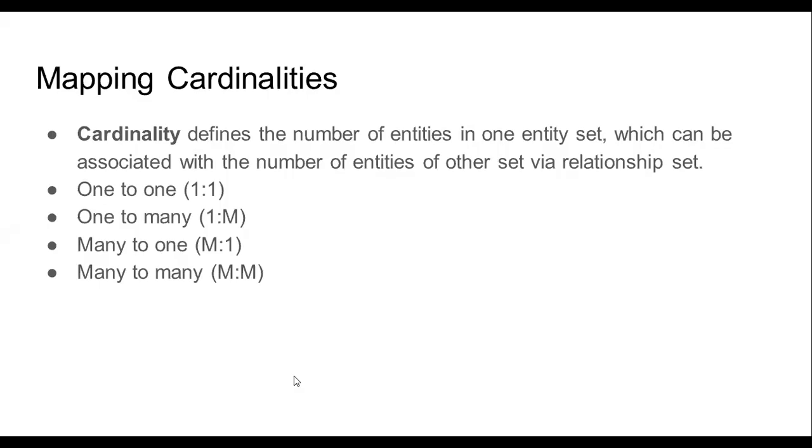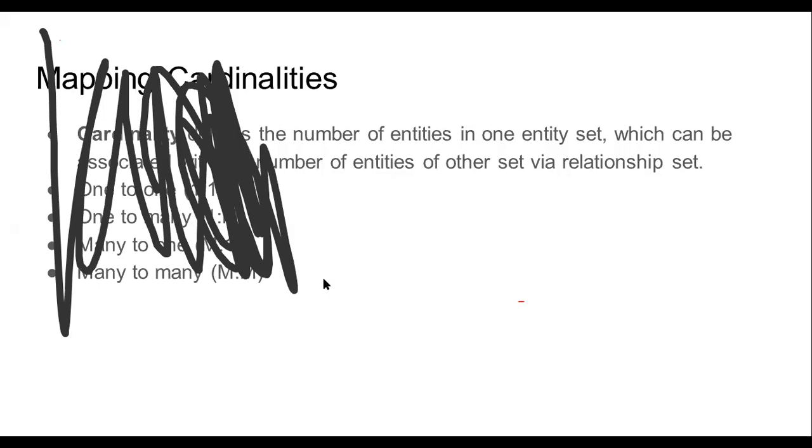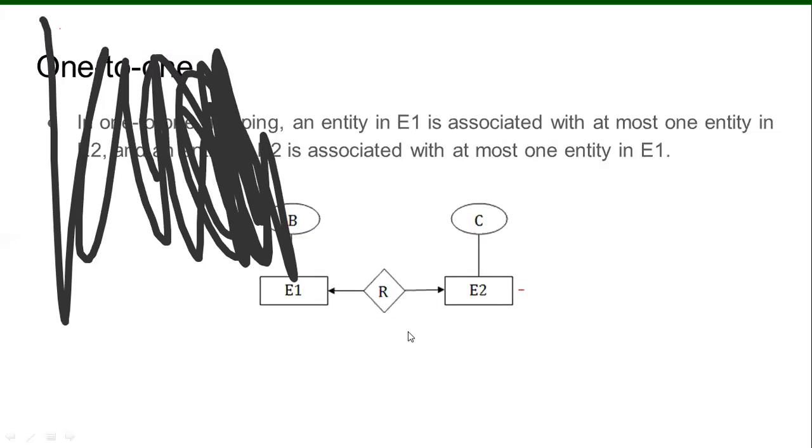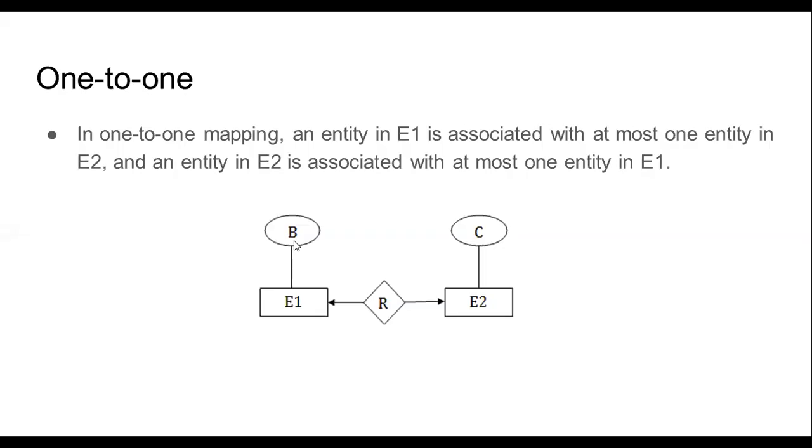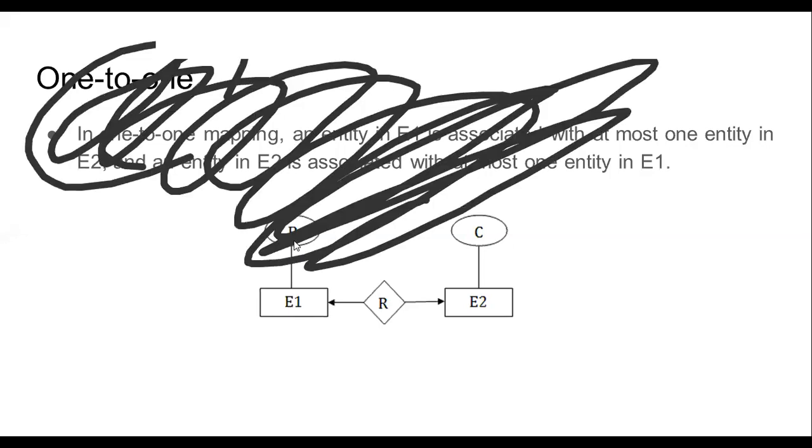Okay, so today we will see them one by one. I thought 2 were already completed, but I will recall them again. So first one, one to one mapping cardinality. In one to one mapping cardinality, one entity from E1 is associated with one entity from E2, and one entity from E2 is associated with one entity from E1.